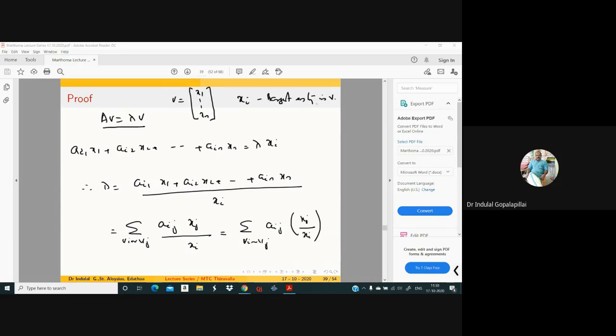See, xi is the largest entry, so these terms are less than or equal to 1. This is already 1. So if we replace this term by 1, then this is less than or equal to the sum over Vj adjacent to Vi, where the Aij's are 1. And how many ones appear? That is the degree of Vi. And this is true for any such i. So the degree of Vi is greater than or equal to lambda, and the largest degree gives lambda less than or equal to delta.